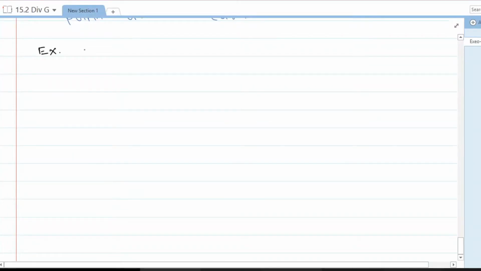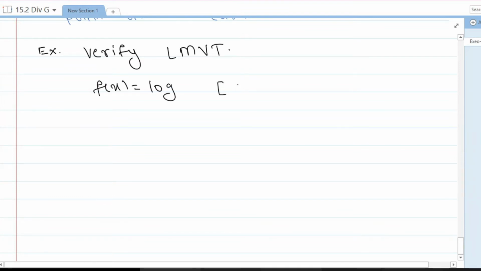Example first. Verify Lagrange's mean value theorem. Given function is log x in the interval 1 and e. Solution: we have given function f of x is equal to log x.